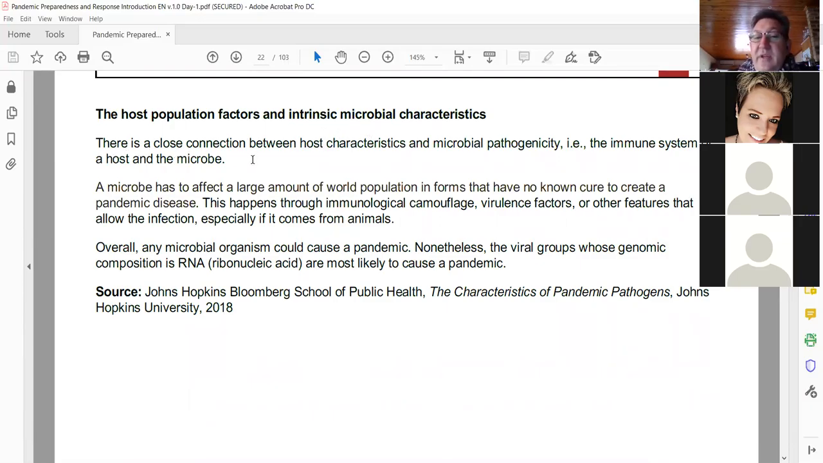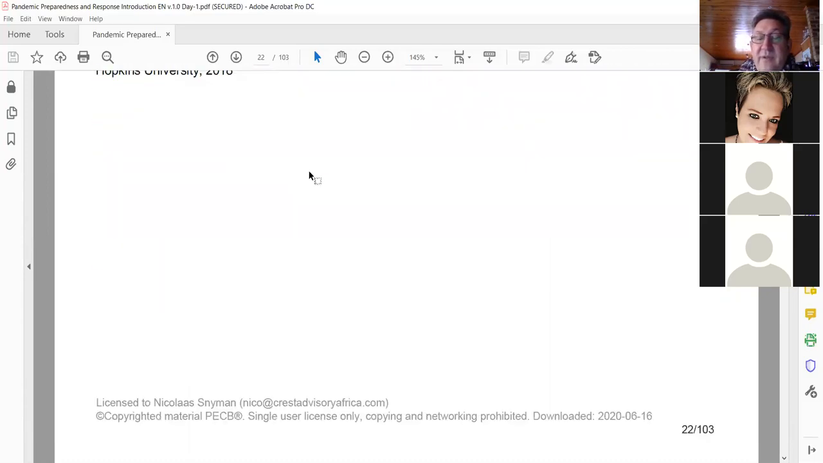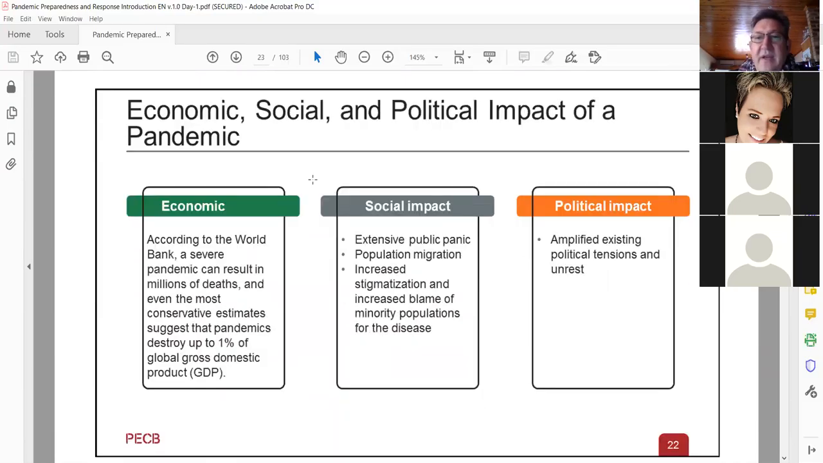There is a close connection between host characteristics and microbial pathogenicity. And if we're looking at the microbes, it has to affect a large amount of the world population in forms that have no known cure to create a pandemic disease. And this is where we are sitting here with COVID-19, in exactly the same space, if we're looking at the economic, social, and political impact of the pandemic.